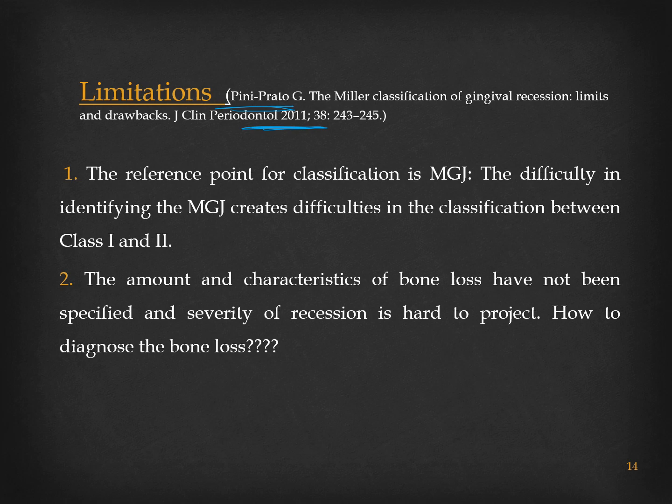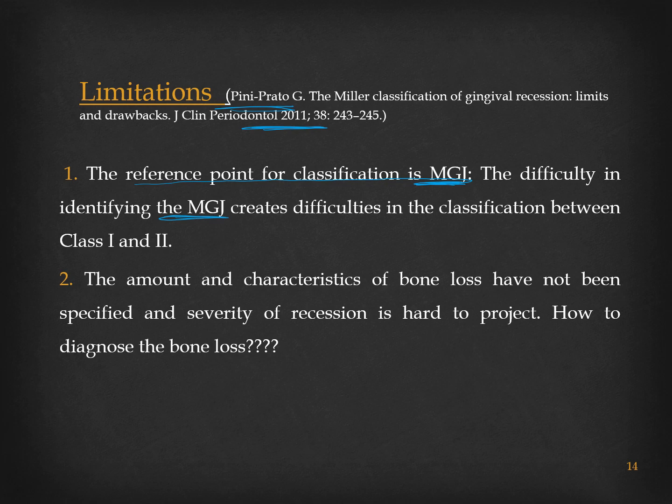So here we will see first limitation is that the reference point given by Miller is mucogingival junction. Now we all know that it's very difficult to actually identify the mucogingival junction. Secondly, he has not mentioned any of the techniques which should be used to identify the mucogingival junction, like ink method or probe method. So which method should be used in order to identify it? This has been not mentioned in the original article of Miller. This is one of the limitation.